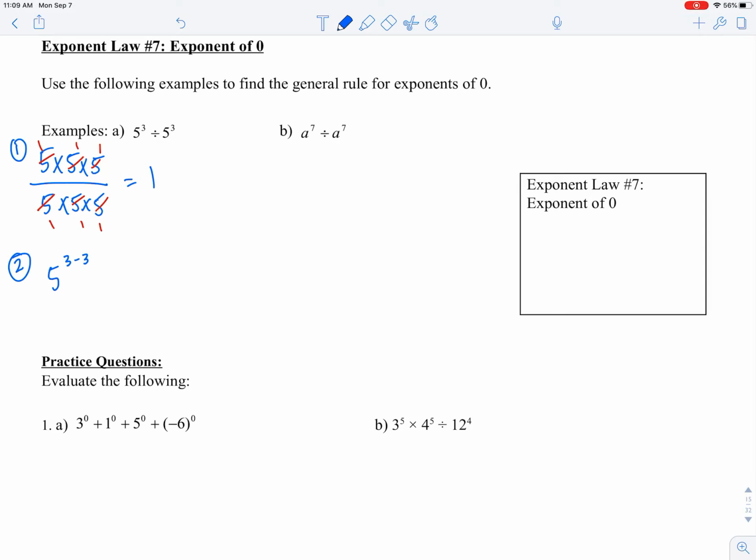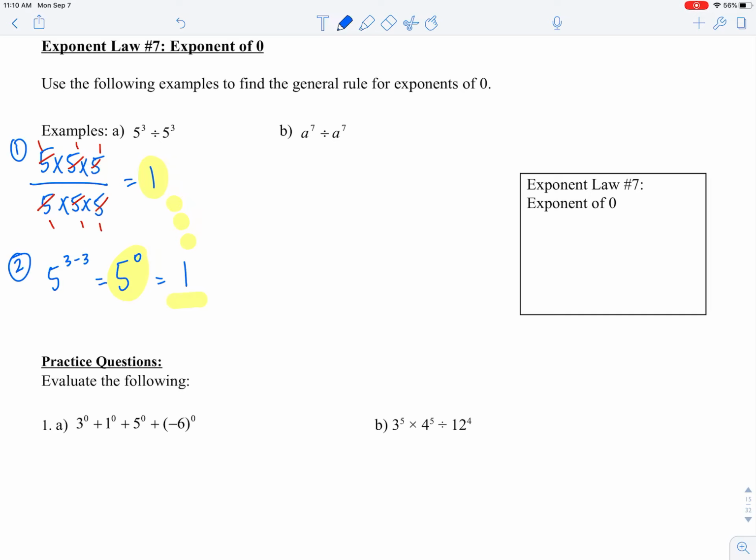So that's 5 to the 3 minus 3, and that's 5 to the 0. And you'd be like, I'm not sure what 5 to the 0 is, but hey, when we did it old school, we found it equals 1. So 5 to the 0 must equal 1. This equaled 1. We got 5 to the 0 here, so 5 to the 0 must also equal 1.